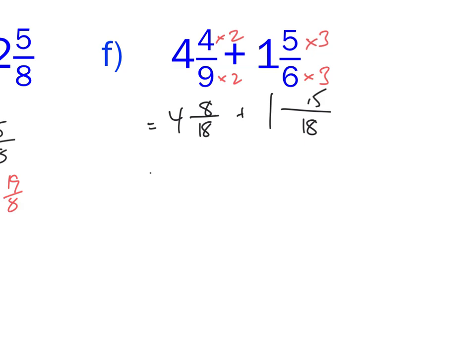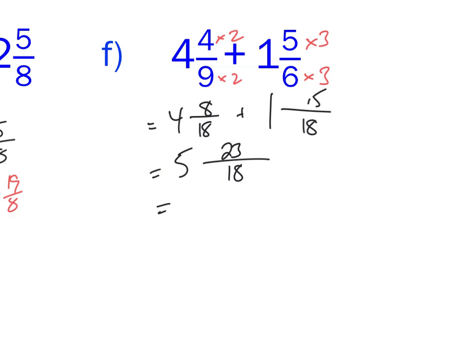4 plus 1 is 5. And 8 plus 15 is 23. 23 over 18. And now what we're going to do is write this in its most simplified form. So, what is 5 and 23 over 18 written in its most simplified form?